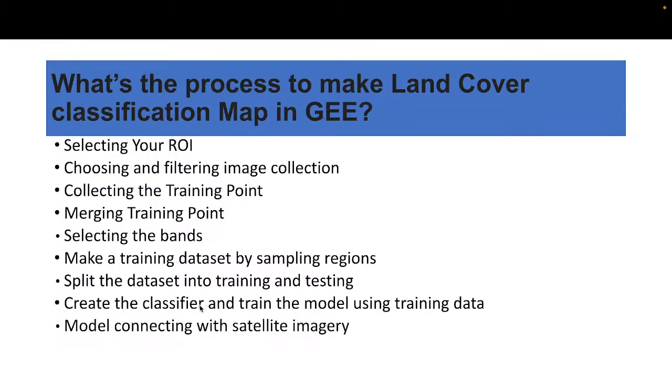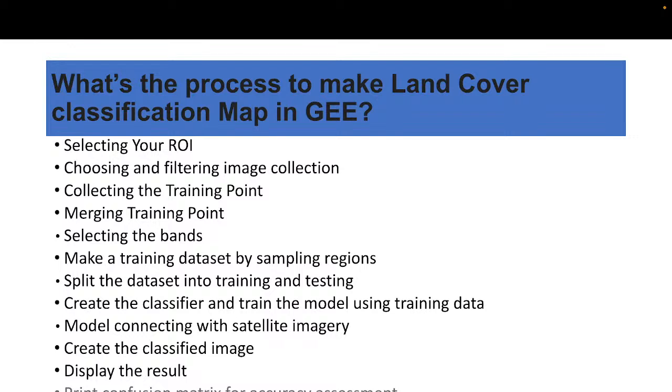After that, we connect the model with our satellite imagery. When I connect this model with my satellite imagery, it automatically creates the classified image. Then we can easily find the land use land cover result from here. Finally, we check the accuracy. For that we create the confusion matrix table and check the accuracy, such as overall accuracy, kappa accuracy, producer accuracy. And finally calculate the land use land cover class areas.